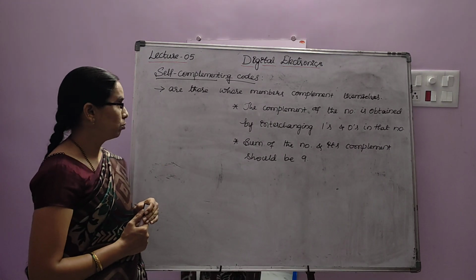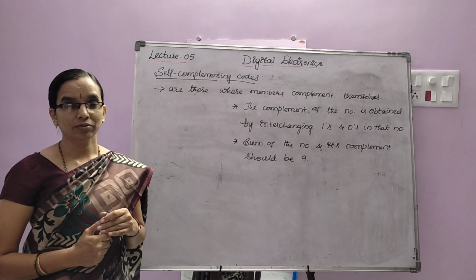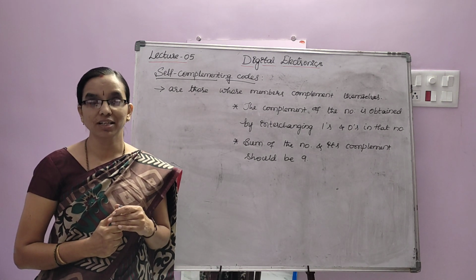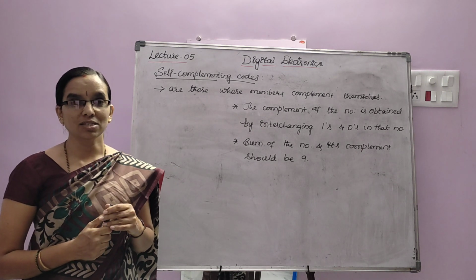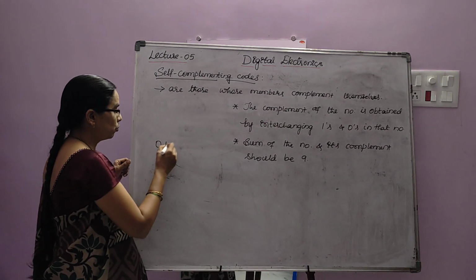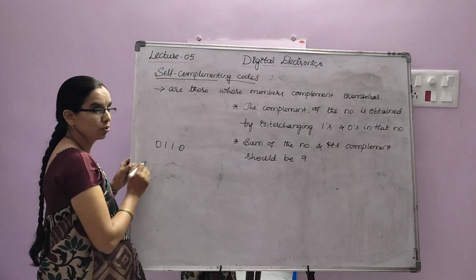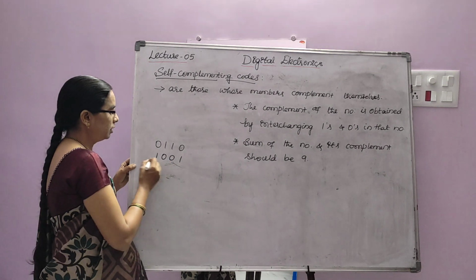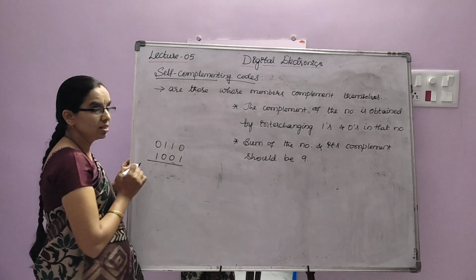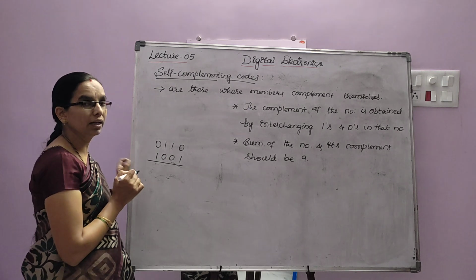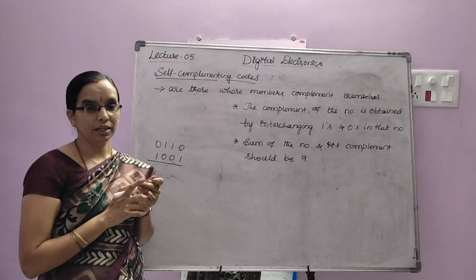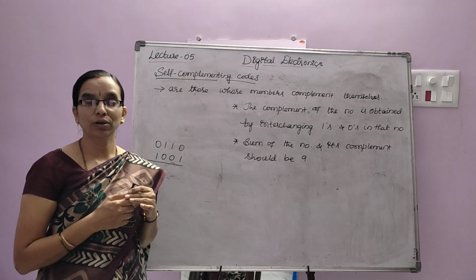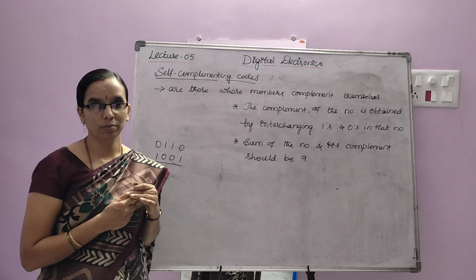What do you mean by self-complementing codes? Complement, where I have studied complements in one's complement and two's complement methods. How to obtain the one's complement of a binary number? 0 1 1 1 0 1 1 0 is the binary number. The one's complement of this will be 1 0 0 1. That is, by interchanging ones and zeros in the given binary number, we can obtain the complement of the binary number. And for getting the two's complement, we'll add plus 1 to that. Then we'll get the two's complement.